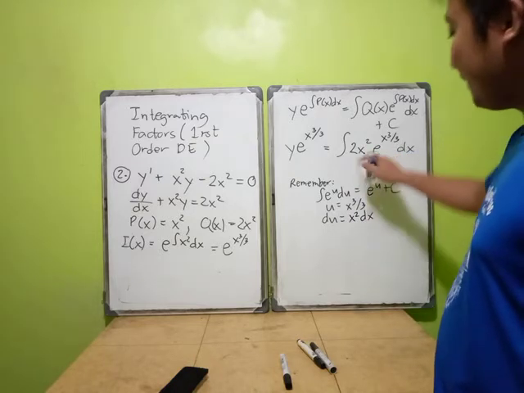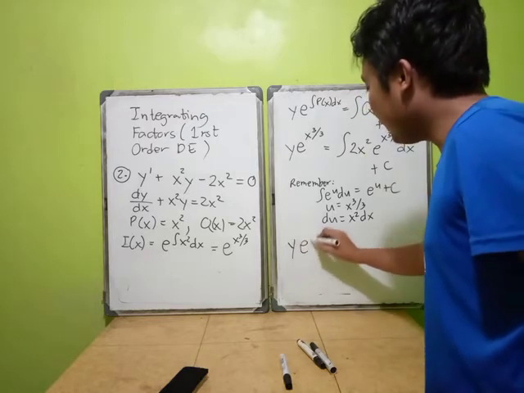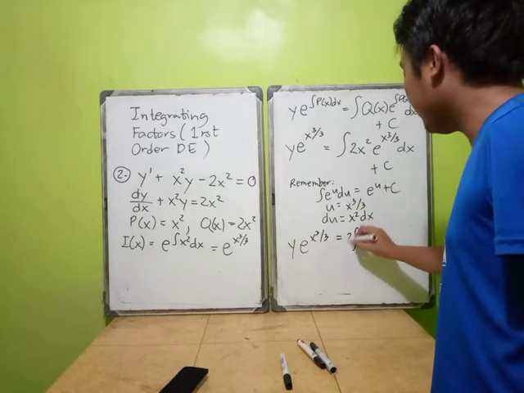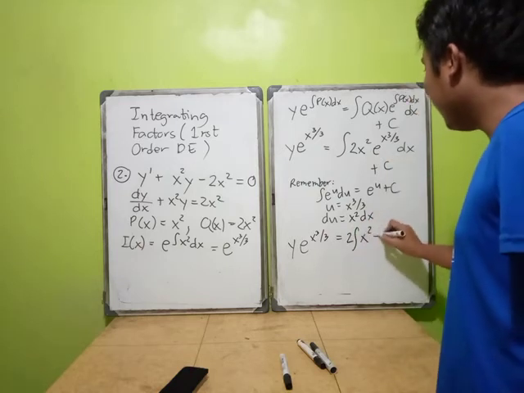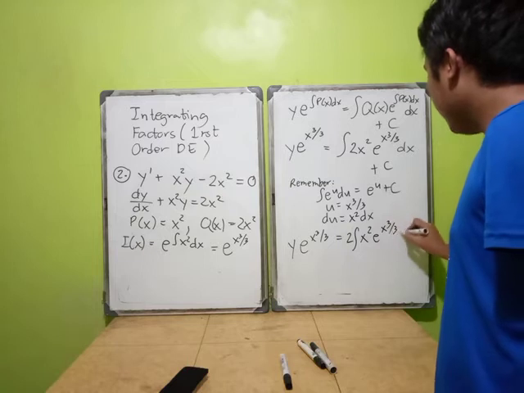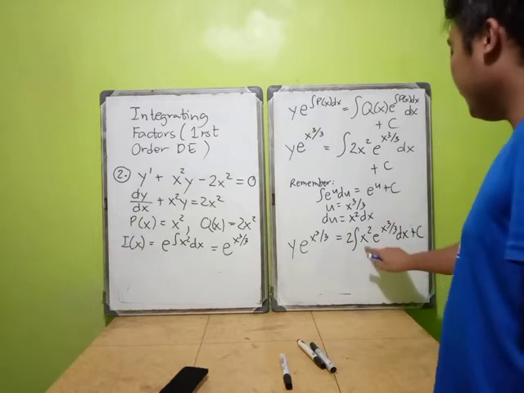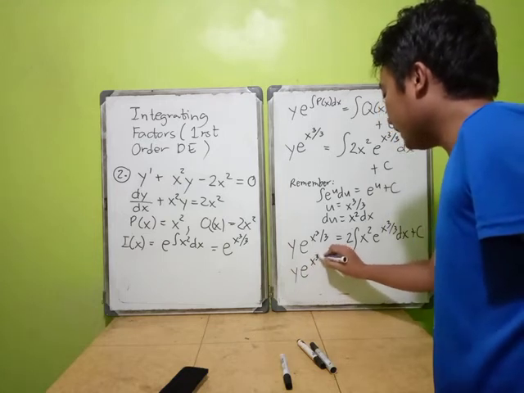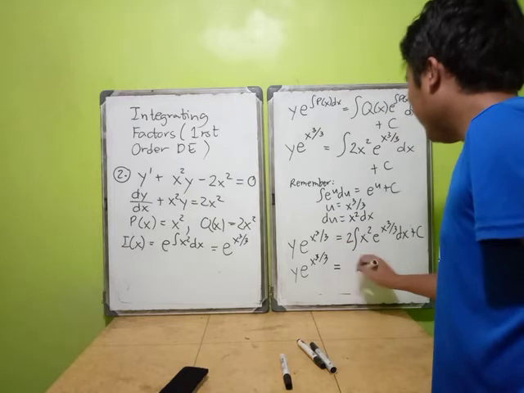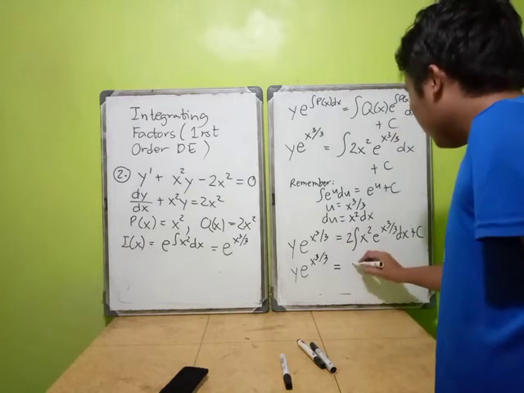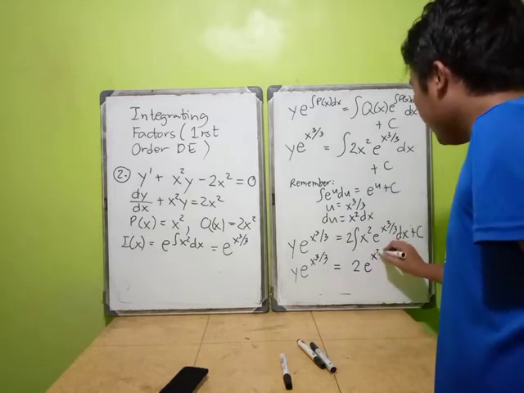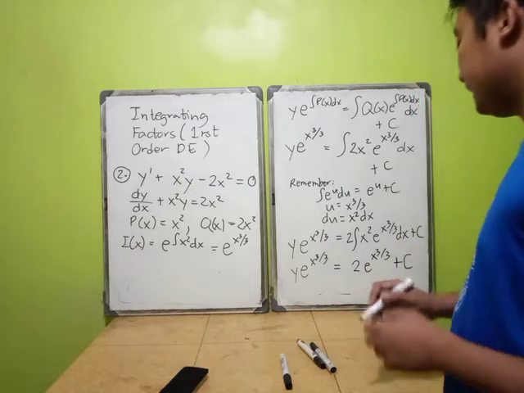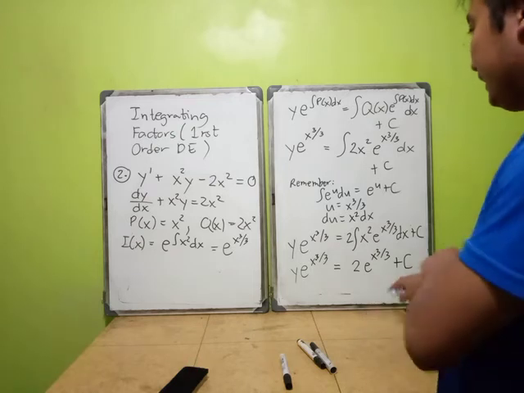So, that is the u. So, y e to the power of x cubed over 3 is equivalent to, let's take out the 2, x squared e to the power of x cubed over 3 dx plus c. So, therefore, y e to the power of x cubed over 3 is equivalent to 2e to the power of x cubed over 3 plus c. Okay?